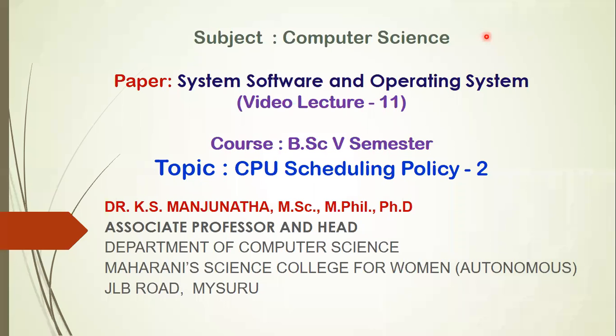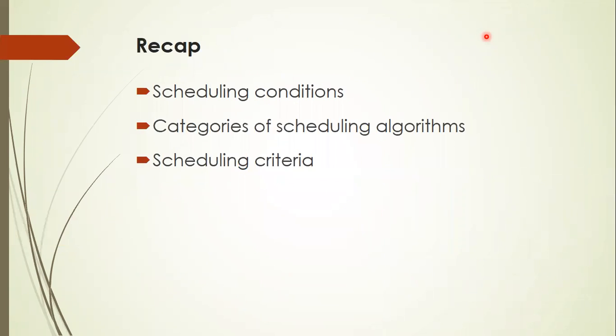Good morning, students. In today's class, I will explain two important CPU scheduling algorithms, also known as CPU scheduling policies. In our last class, we learned about different conditions under which CPU scheduling takes place. CPU scheduling takes place under four different conditions.